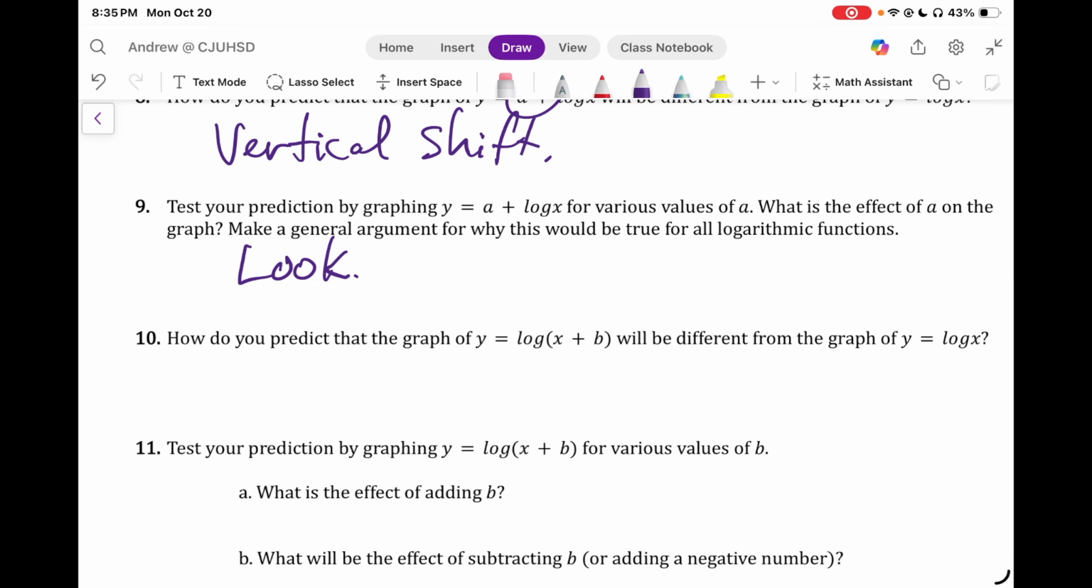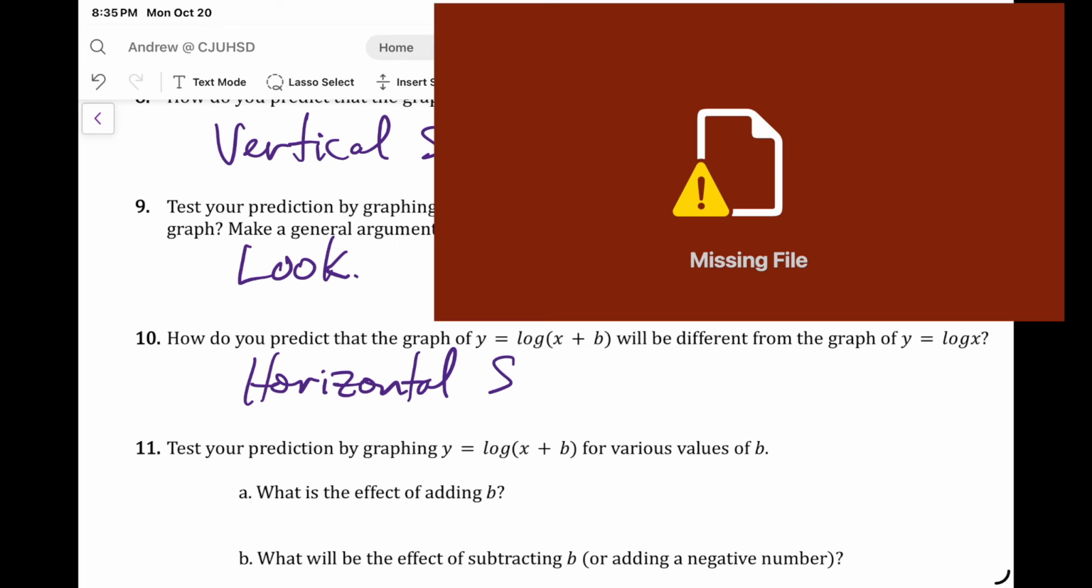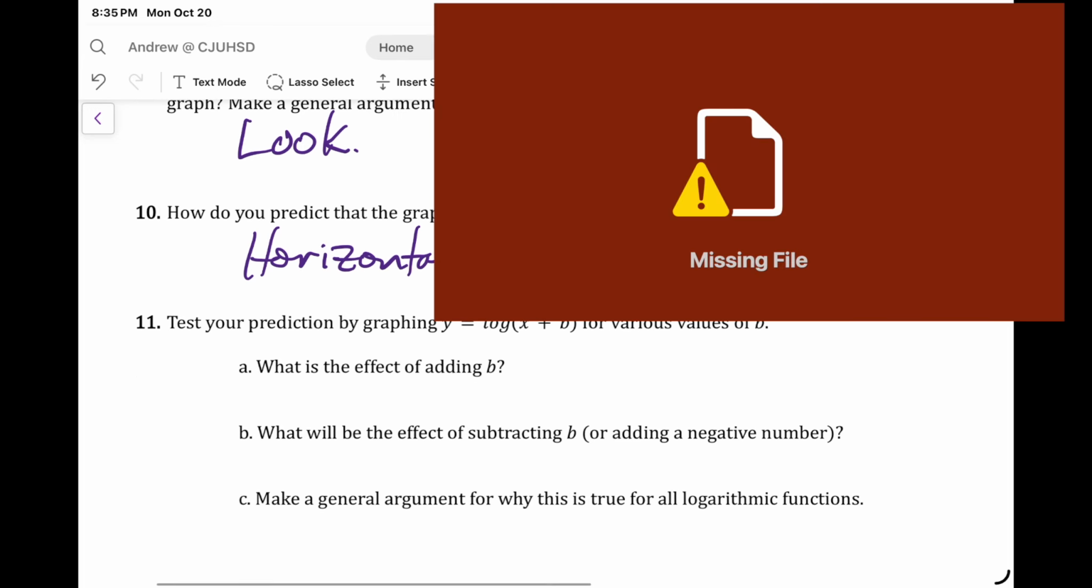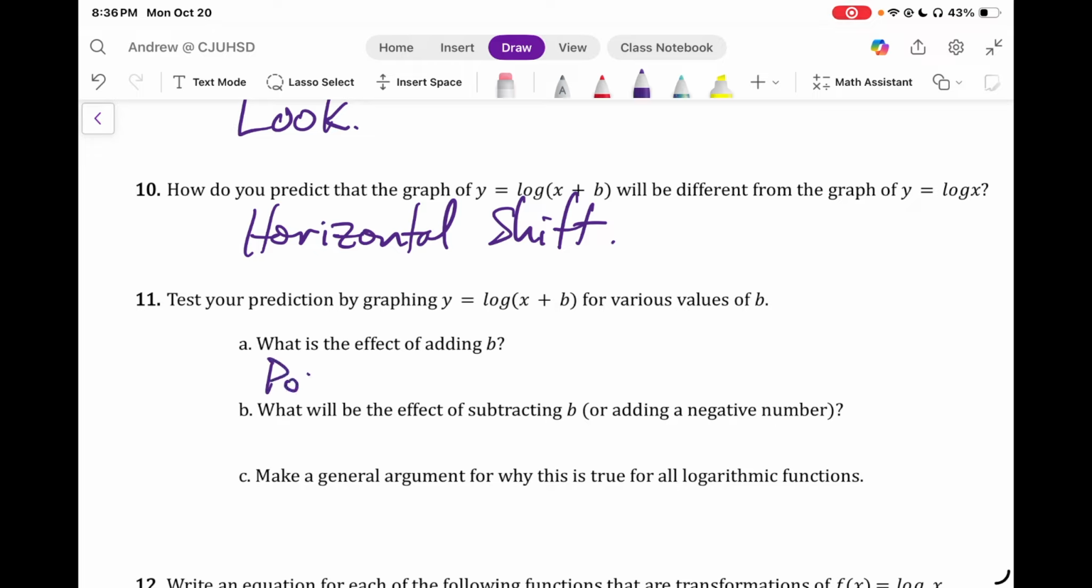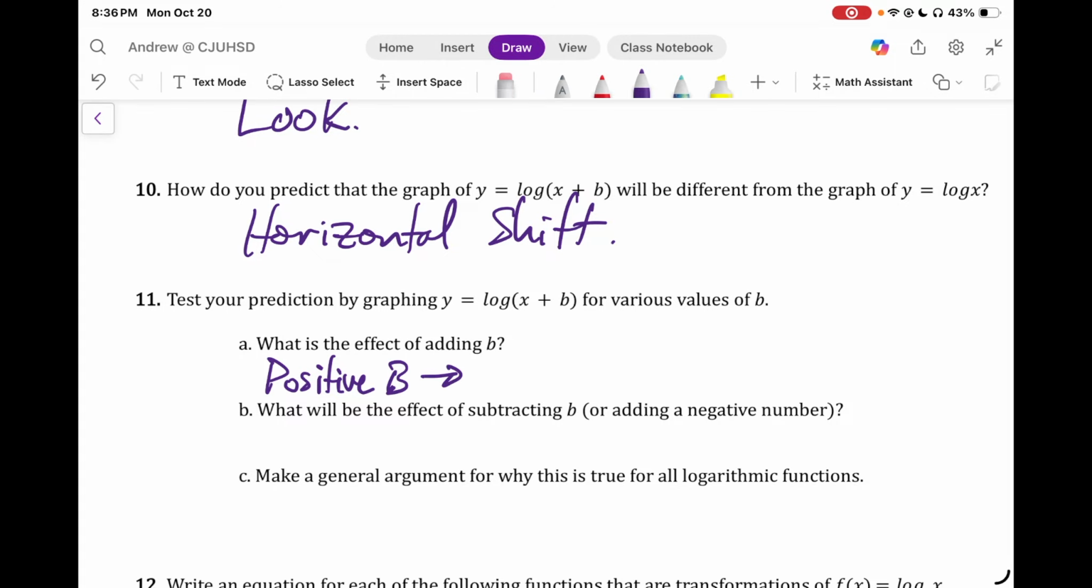How do you predict that the graph of y equals log of x plus b will be different? This will be a horizontal shift. Test your prediction with various values of b. What is the effect of adding b? So positive b, it makes it go left, and negative b, it makes it go right.